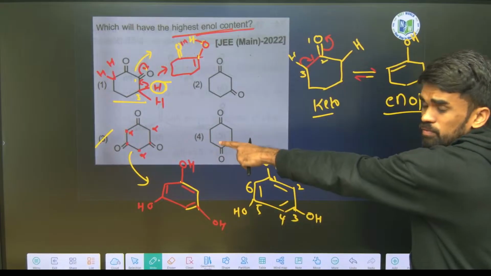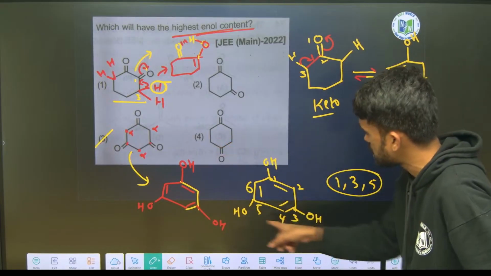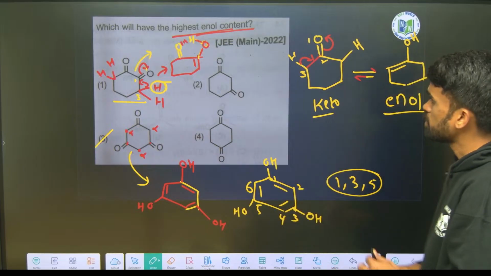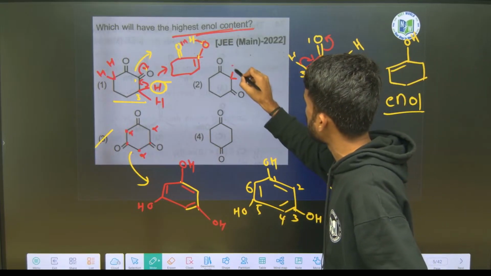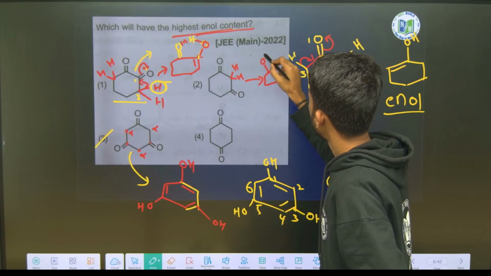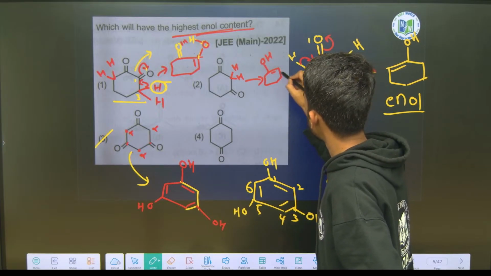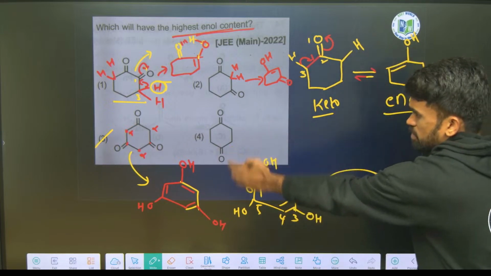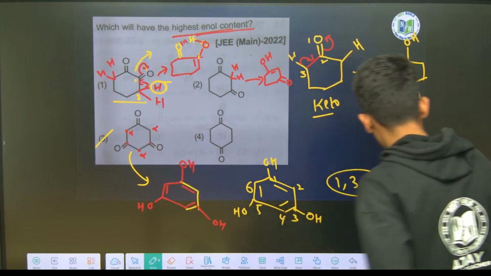I hope you got why I am saying 3 is the answer, because it has a phenolic structure, which is more stable. Whereas in this one, these are the alpha hydrogens, and you just have one OH group and one double bond here. You can write for this one also, but the highest enol content is for option number 3.